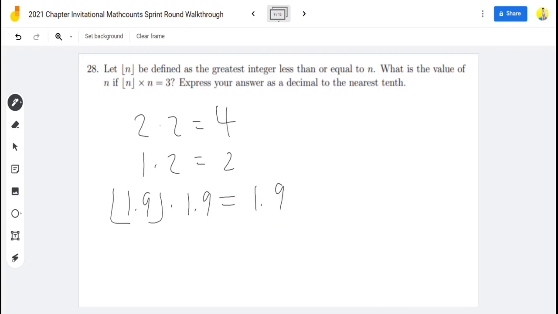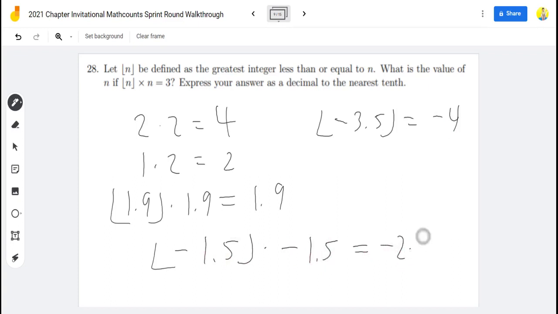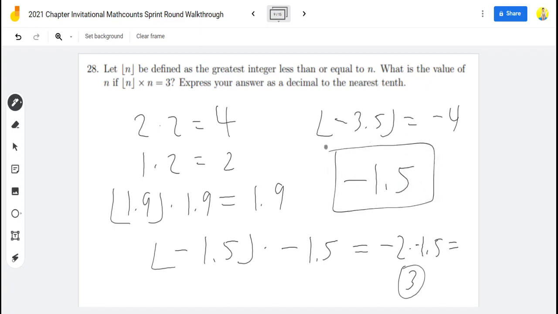However, if n is negative, the story is different. Because if n is negative, then the floor of, for example, -3.5 is equal to -4. So we can see that the floor of -1.5 times -1.5 equals -2 times -1.5, and this equals 3. So our answer is just -1.5. So -1.5 is our final answer.